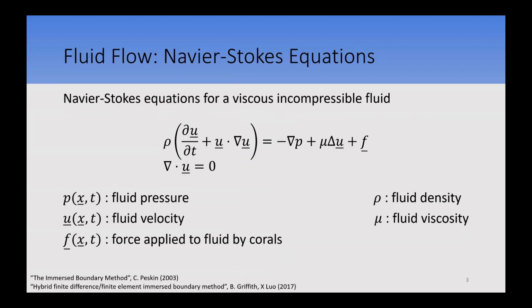First of all, our fluid flow is modeled using the Navier-Stokes equations for viscous incompressible flow. In our first equation, we have our conservation of momentum, and then in the second, we have our conservation of mass. And here our variables are P, which is our fluid pressure, U is our fluid velocity, F is our force applied to the fluid by the corals. So this is the force that occurs from when the coral is moving. And then we also have rho, our fluid density, and mu, our fluid viscosity. And what we're trying to solve for here are P, our fluid pressure, and U, our fluid velocity.